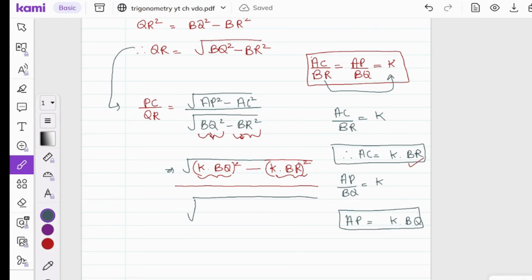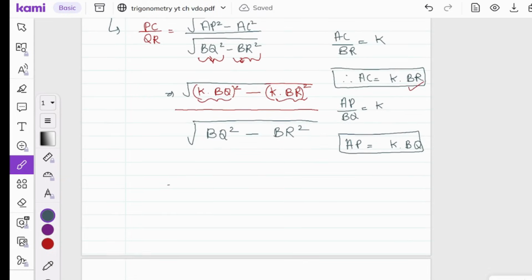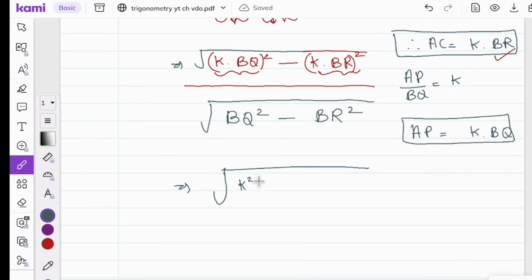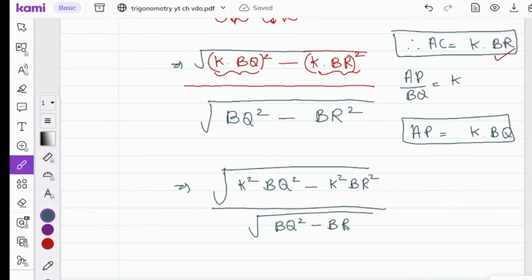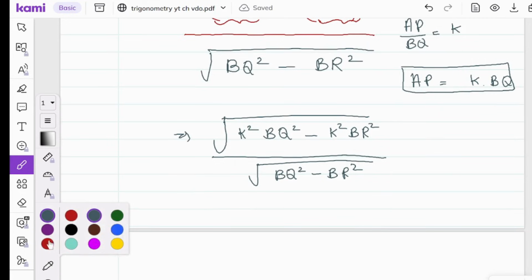That is, my value is root of BQ square minus BR square, right? So what happened to my numerator part? It became equal to root of K square B square minus K square BR square, the whole divided by root of B square minus BR square, right? Now look, in both the equations I am having this K square, here also and here also.